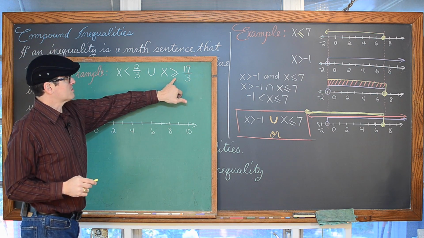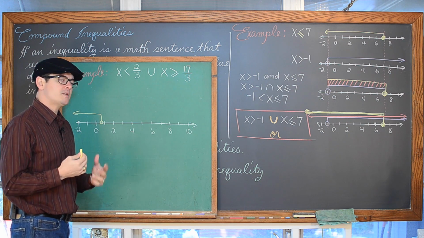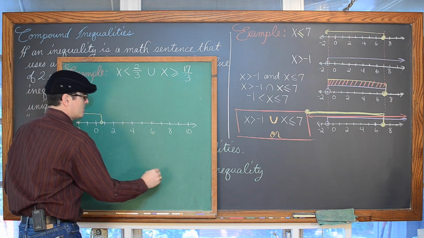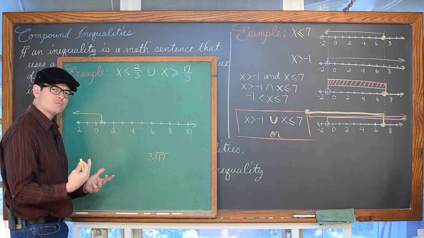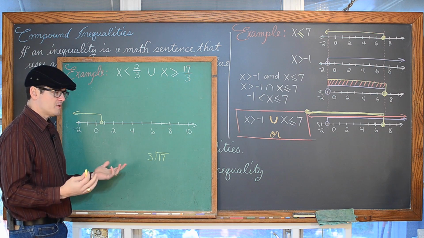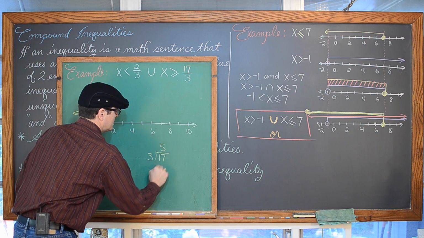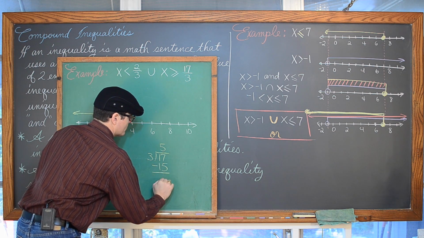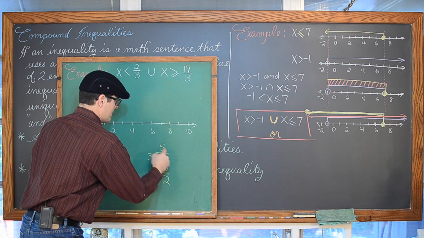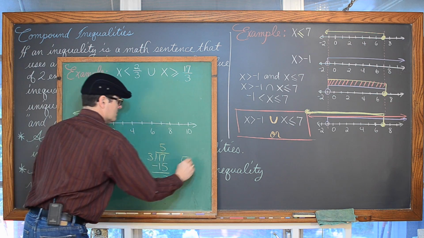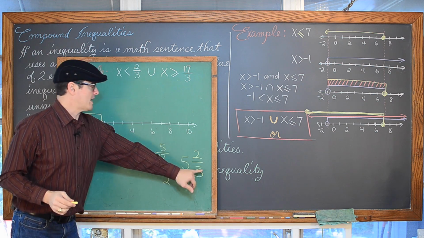And for x is greater than or equal to 17/3, well, maybe I'm not quite sure where 17/3 is on the number line, so we're going to do 17 divided by 3. How many 3's will go into 17? 3 times 3 is 9, 3 times 4 is 12, 3 times 5 is 15. Now that's going to give us a remainder of 2, so 17/3 as a mixed fraction is going to be 5 and 2/3. Okay, so we have that sort of same 2/3 idea.